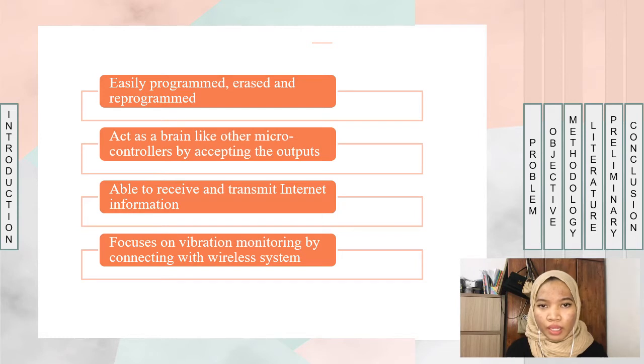Next, it is able to receive and transmit internet information with the use of Arduino Shield modifications. In addition, this project also focuses on vibration monitoring utilizing the vibration sensor and acoustic sensor. Furthermore, this project is separated into three different phases. Firstly, the development of software. Secondly, code programming, and thirdly, manufacturing system hardware.